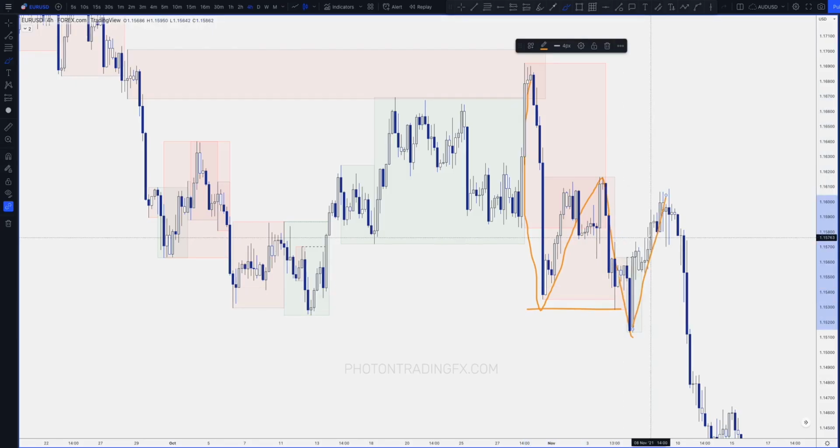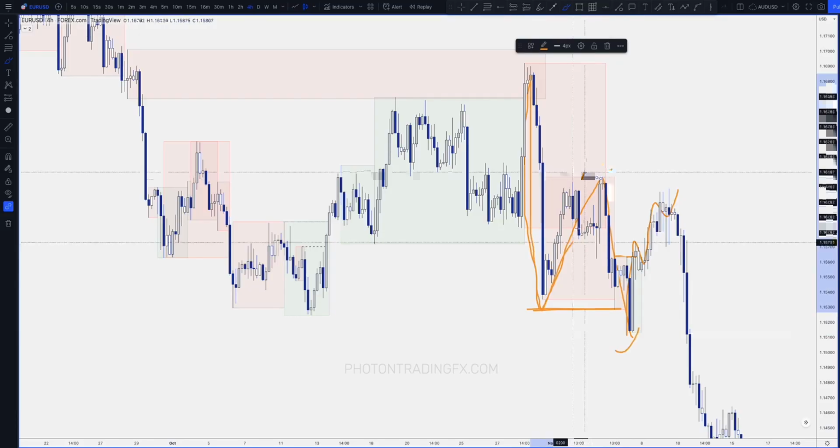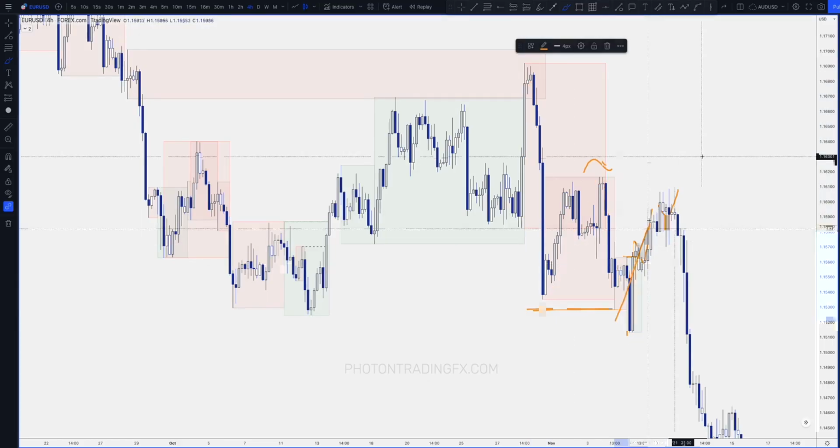So although we've had a change of character here, might be a swing BOS, that could be your internal BOS, but it's just to facilitate what? A protected high. That's your weak pullback to the downside. What happens when you get those pullbacks? You get a shift in the internal.